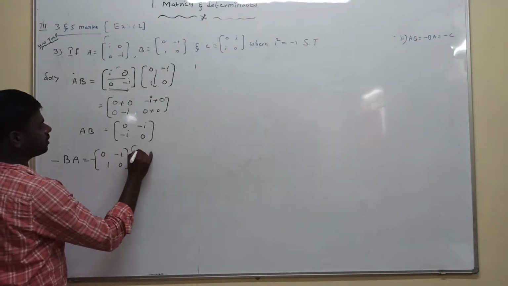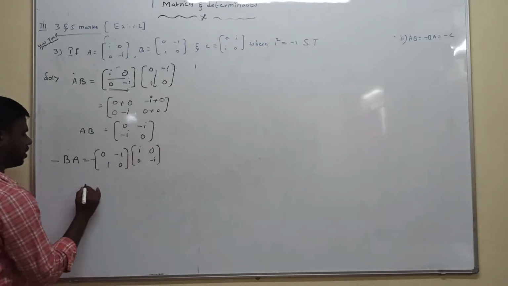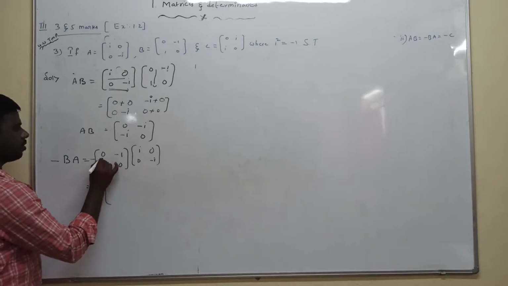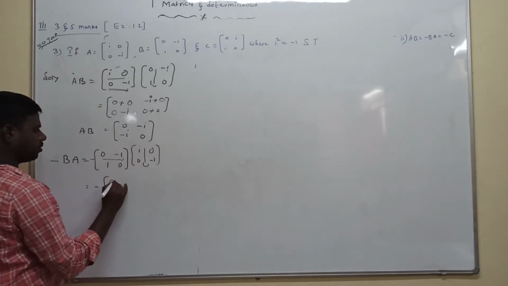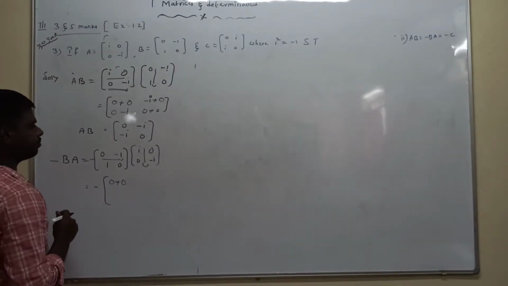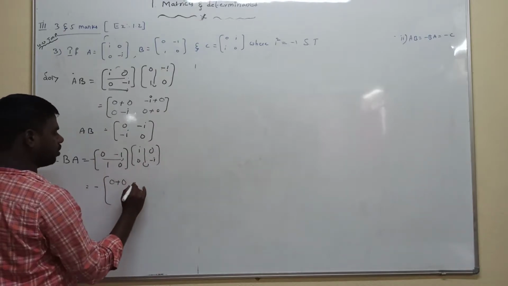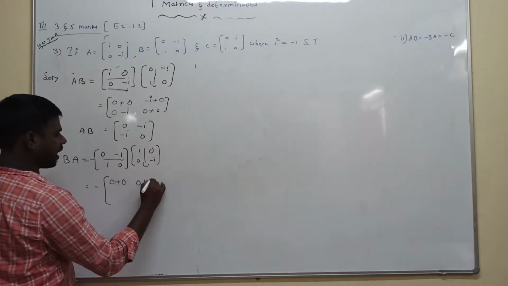The A matrix is [I, 0; 0, 0]. So minus BA is minus into first row, first column: 0 into I is 0 plus minus 1 into 0 is 0. Next, 0 into 0 is 0. So minus 1 into minus I, that is plus I.